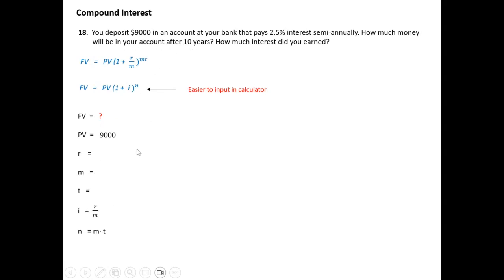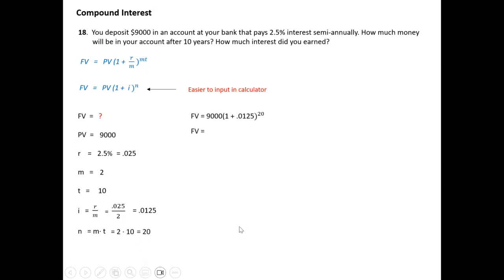My present value will be 9,000. My interest rate will be 2.5%, converted to a decimal will give us 0.025. My M will be compounded semi-annually, which will give us 2. My T is in years, so it's 10. My I is R divided by M, 0.025 divided by 2, which will give us 0.0125. And my N is M times T, 2 times 10, which will give us 20.